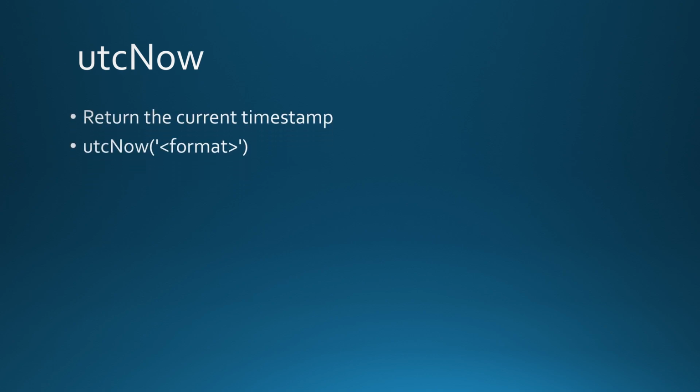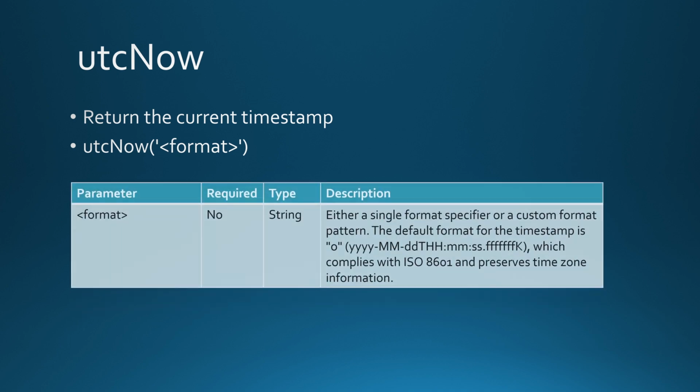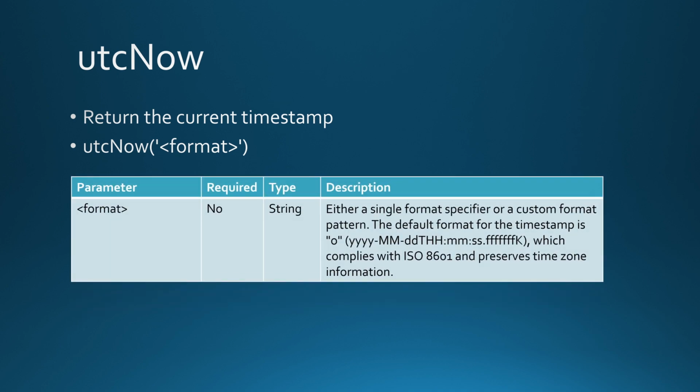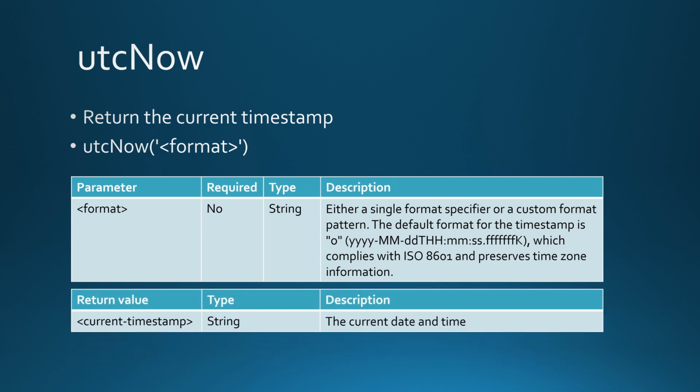This function will return the current timestamp in the UTC time zone. The syntax for this function is UTC now, open parentheses, then the optional format and the closed parentheses. And this format is optional, since if we don't specify it, we get this kind of a default ISO standard timestamp out of this function. But if we would want to format the timestamp in a different way, then we would have to specify the format. And I will show you in the upcoming examples how we could use this format to specify different kinds of timestamps. The return value of this function is the current date and time, like described.